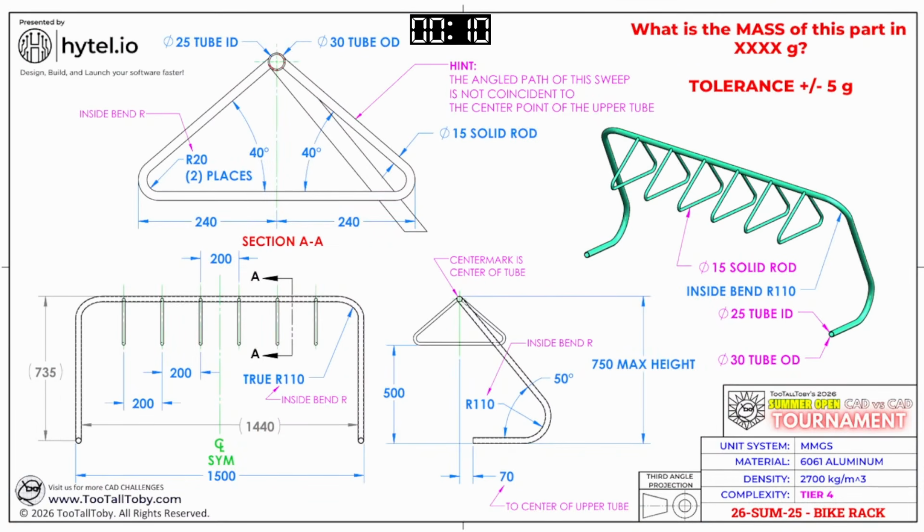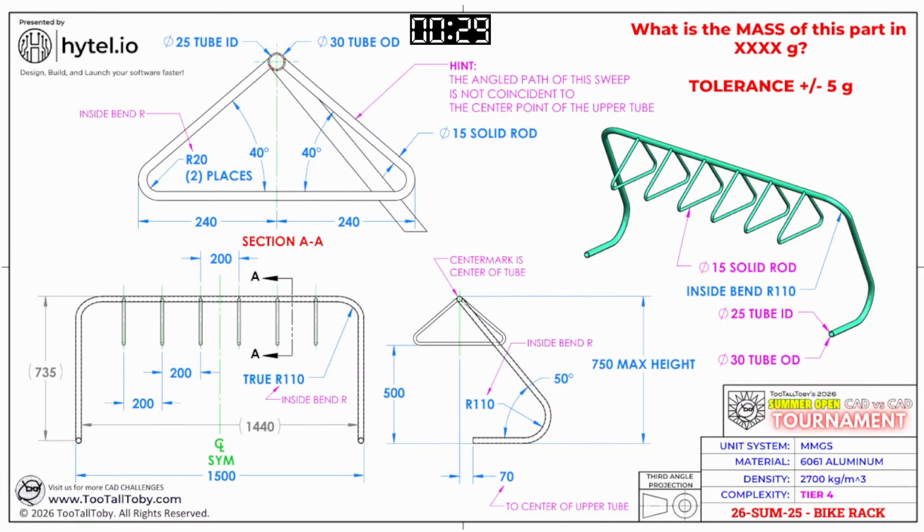And look at this thing, Connor. It's a bike rack. Nice. This thing's made from 6061 aluminum. You've got tubing running up and around this thing. Tubing, 30 millimeter tube by 25 ID. And then you've got some solid rods, some 15 millimeter solid rods that are making kind of like a coat hanger type of shape.